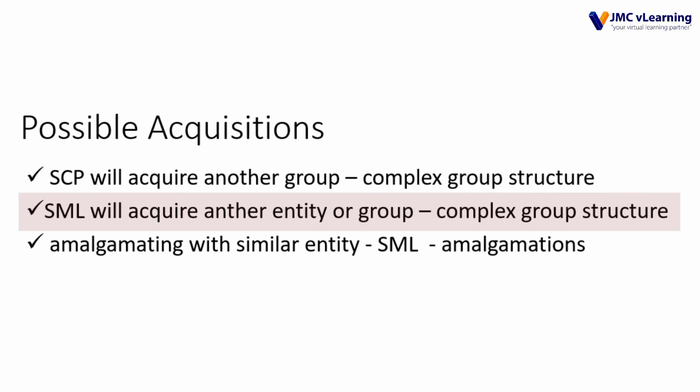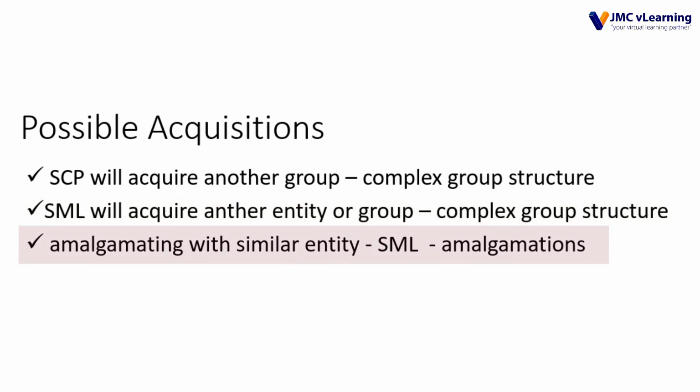And my important point, they are talking about acquiring another manufacturing establishment, right? However, SML is also currently doing the same business. Therefore, instead of acquiring, SML will do amalgamating with a similar entity. Those are the possibilities. Now, the first will check your complex group structure. Second, also the complex group structure. But third shows amalgamations.